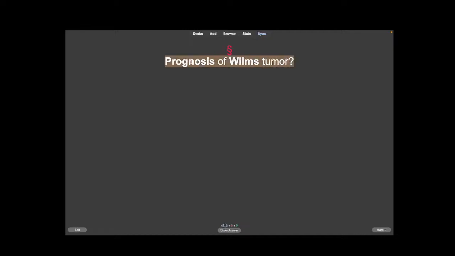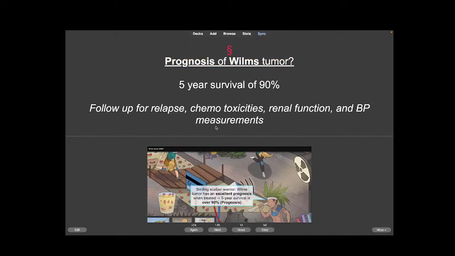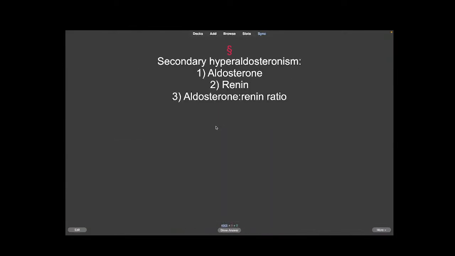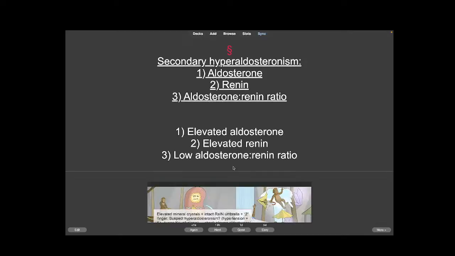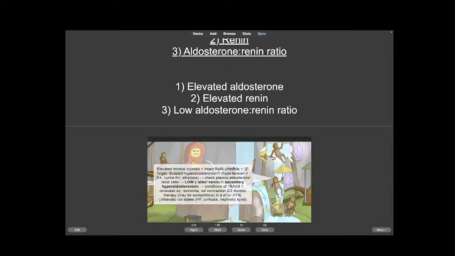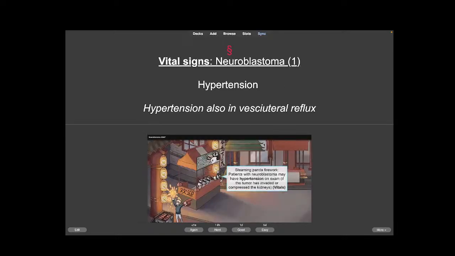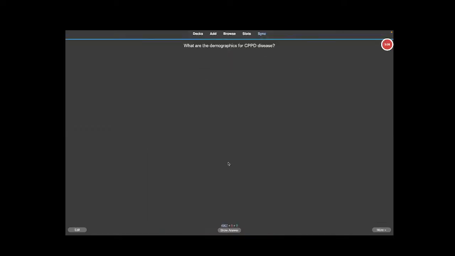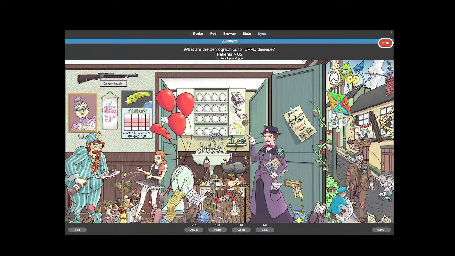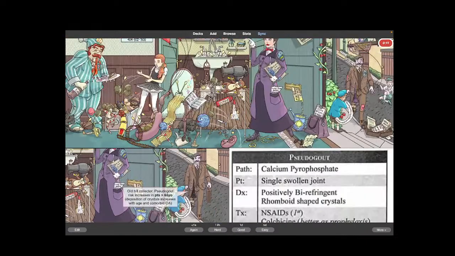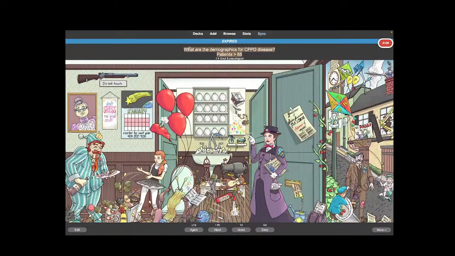Wilms tumor. Five-year survival is over 90%. Elevated aldosterone. Vital signs: hypertension. What are the demographics for CPPD disease? Patients are over 65.